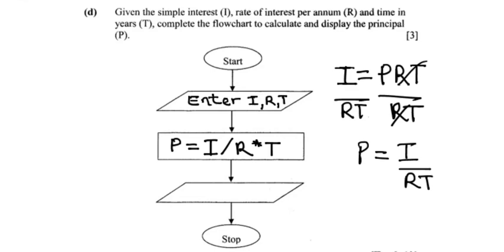Then for the next stage, which is the output, here I'm going to use the word display. The output is where we show the answer to what we are calculating, which is the principal. So we're going to write display P, capital P. This is where we show that we are getting the value of P, and then the program is going to come to a stop. So this is how we calculate and display principal P when given simple interest, rate of interest per annum, and time in years.